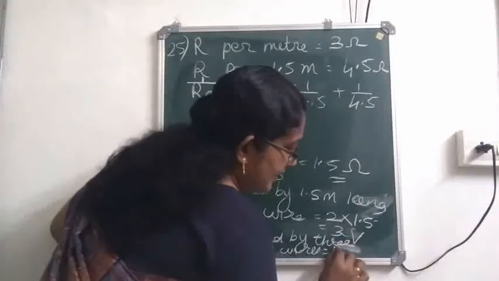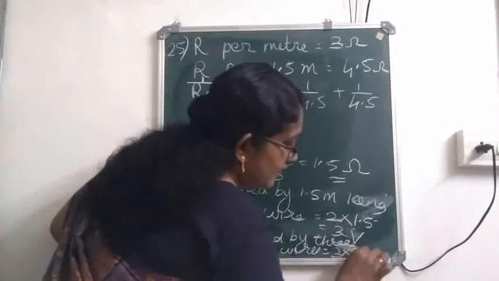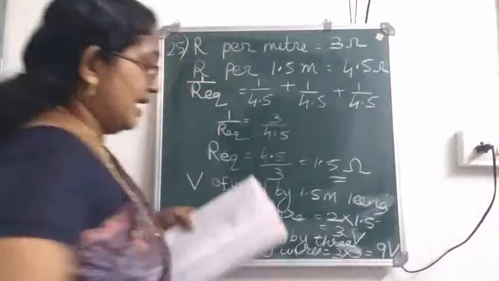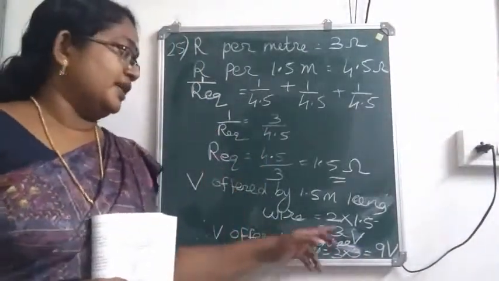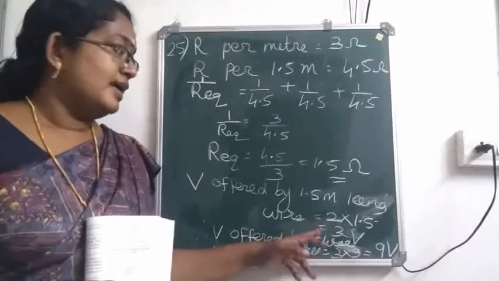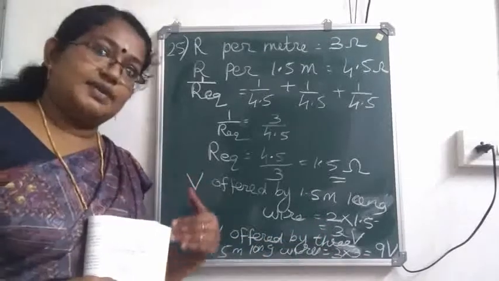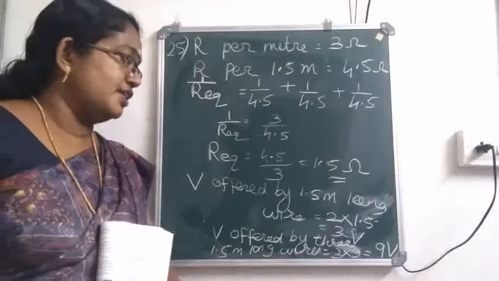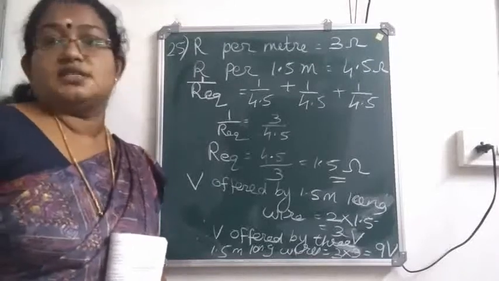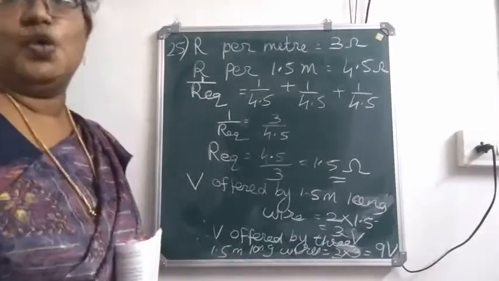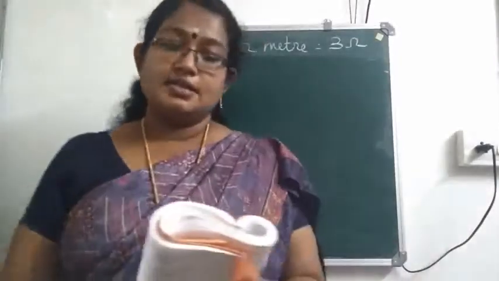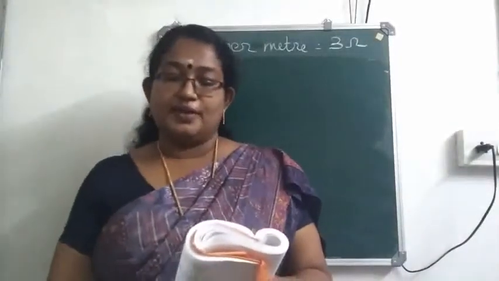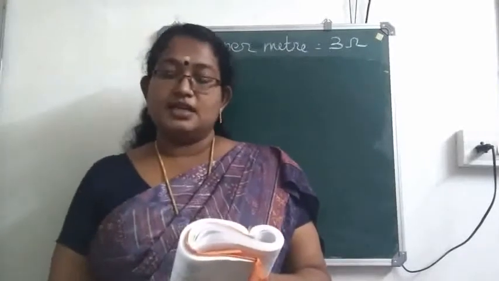How much will you be getting? 3 into 3, which is equal to 9 volt. Okay. So for one wire, the potential difference offered is 3 volt. Since we are having 3 different wires, the potential difference offered will be 3 into 3, which is equal to 9 volt.